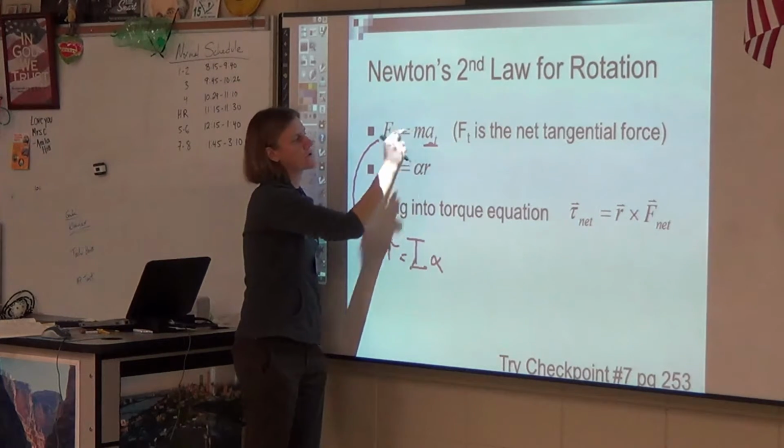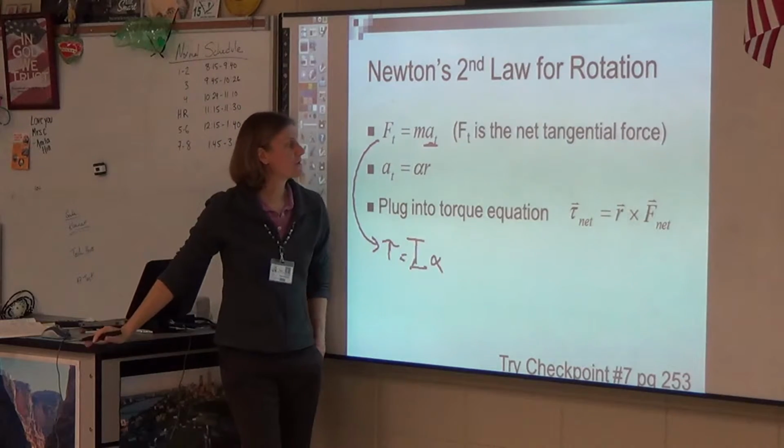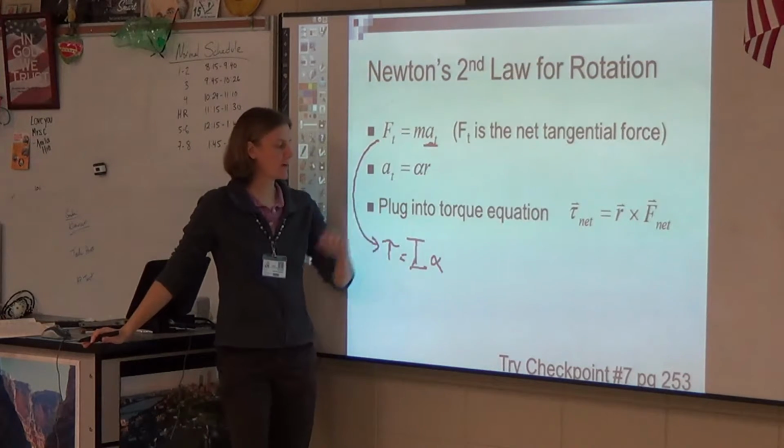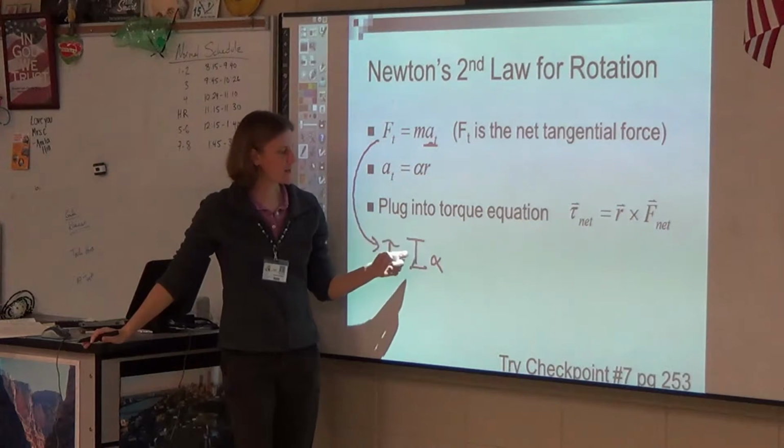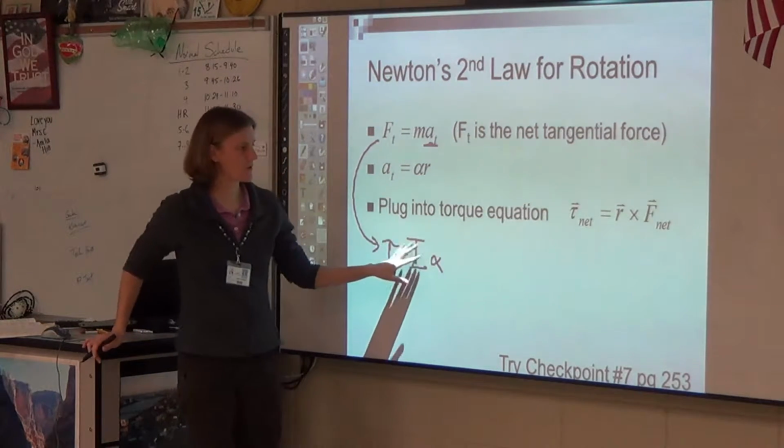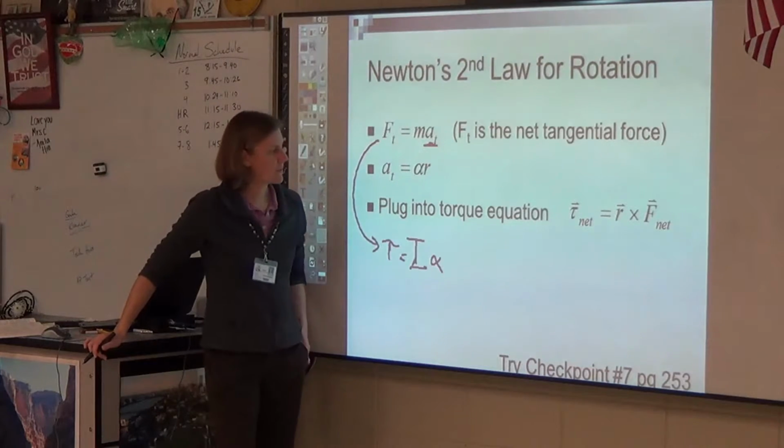Because mass is, of course, inertia. Resistance to change of motion is based solely on mass. But resistance to rotational motion is based on more than just mass, but where that mass is. So that's usually mr squared for our point masses.